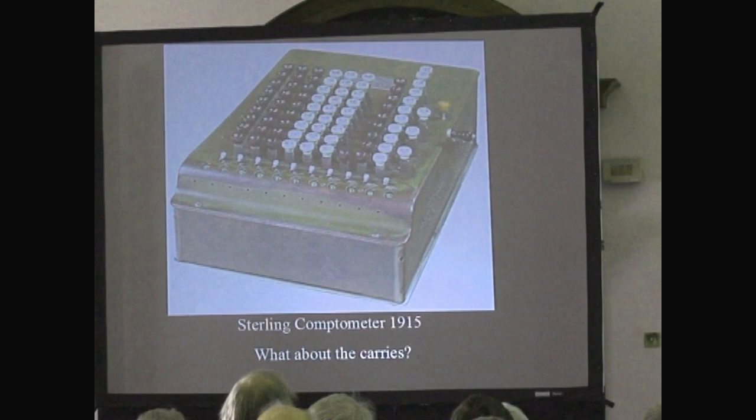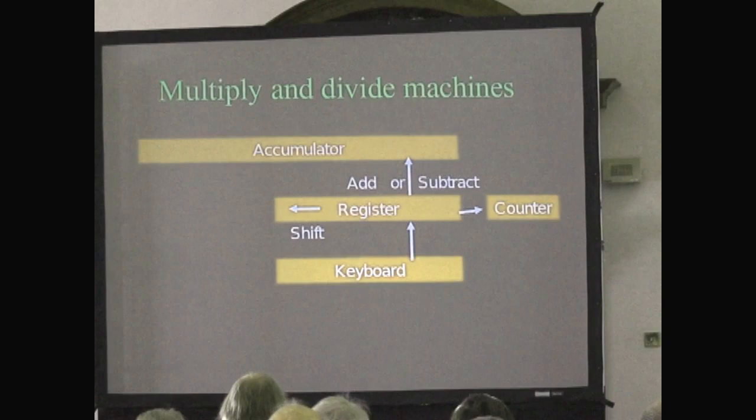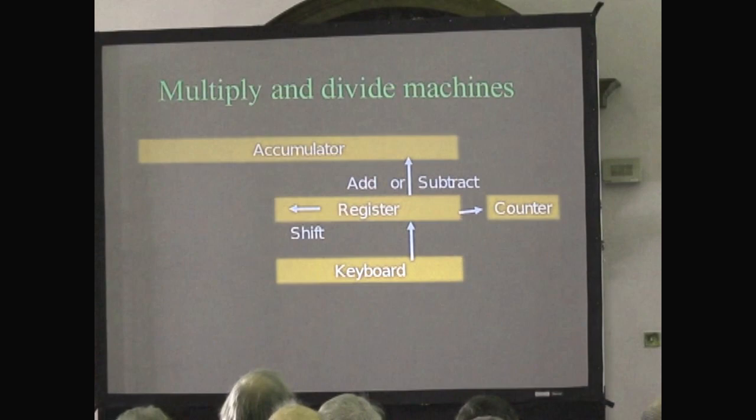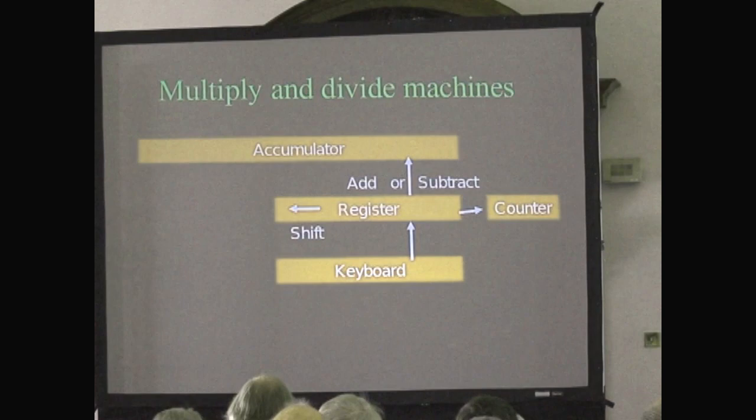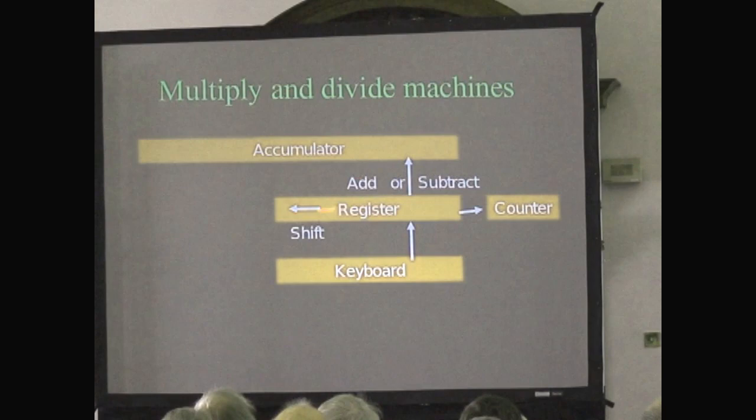Now, we could spend all day on the history of these mechanical things, but by and large the most frequently used one was the pinwheel calculator, the Odhner and this sort of thing. Here you put your number in a register, and then you can add it to the accumulator here. But now we've got to the stage when you can shift the register sideways, and you can count how many times you've added the register or subtracted the register. By this means, you can do multiply and divide.